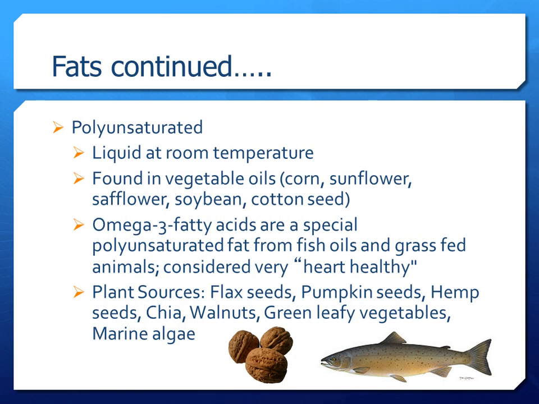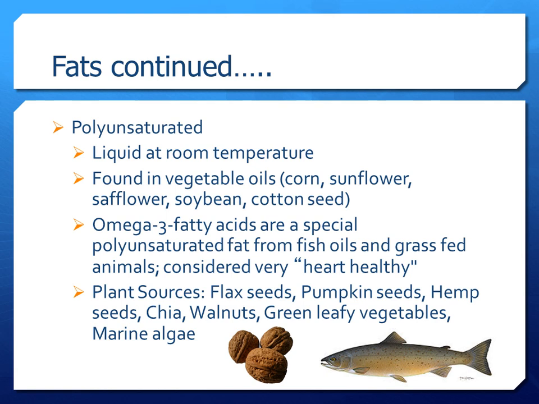Polyunsaturated fats are liquid at room temperature and are more susceptible to rancidity than other fats. They are found in vegetable oils such as corn, sunflower, safflower, soybean, and cottonseed. We hear about omega-3 fatty acids quite a lot these days. These are a special polyunsaturated fat found in fish oils and grass-fed animals.